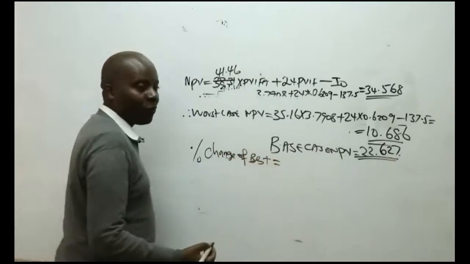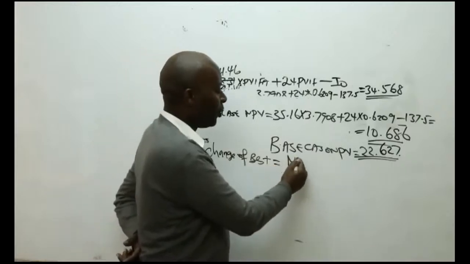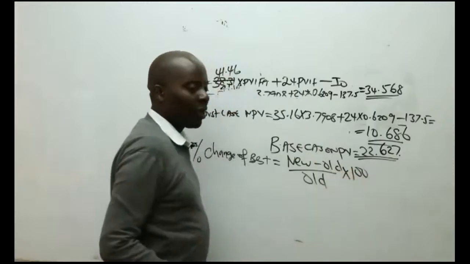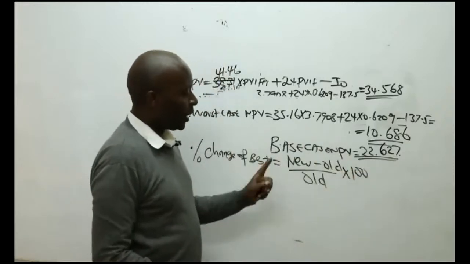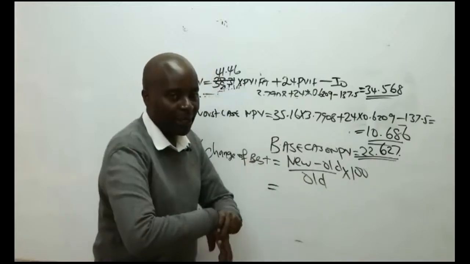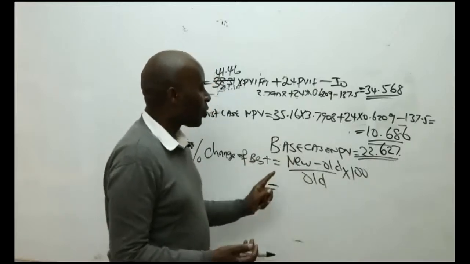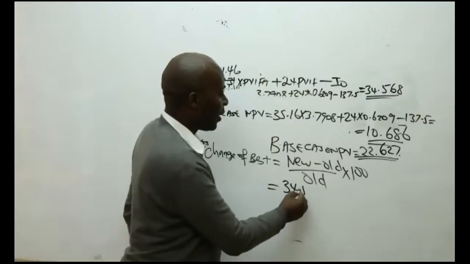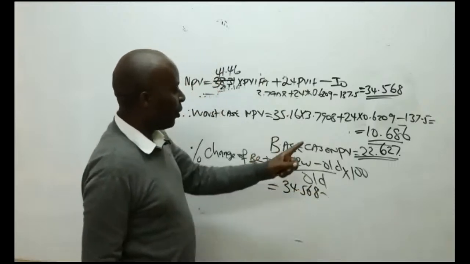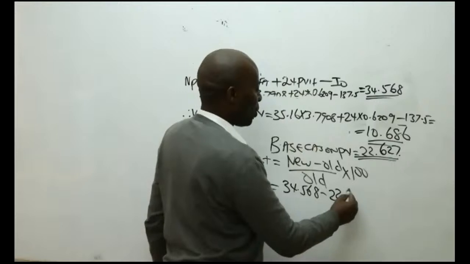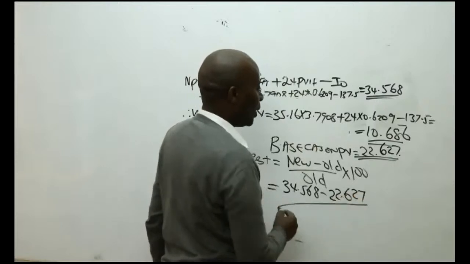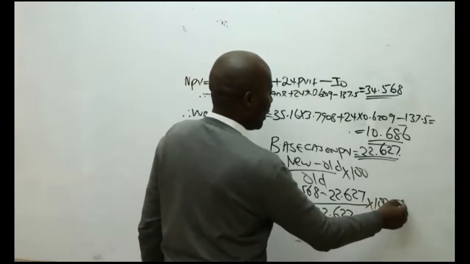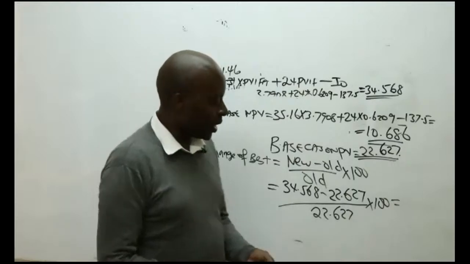So percentage change of best, what do I do? I will take the new minus the old, all over the old, times 100. The new, of course, is the best, and the old will be the base. So the new best is 34.568 minus the old, which is 22.627, all over again the old, which is 22.627. Whatever we get there, times 100.